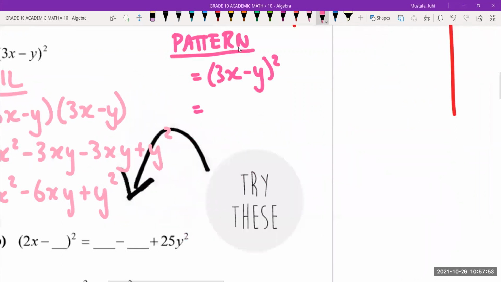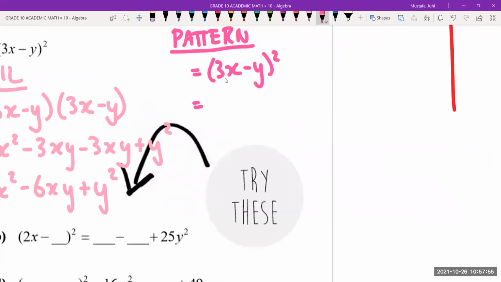Okay, so you're going to take the first term and multiply it by itself. So 3x times 3x is 9x squared. To get the last term, you're going to take this last number and multiply it by itself. So y times y is y squared. To get the middle term, you're going to take the 3x times the y times the number 2. So take this term, multiply it with this term, and then multiply it with 2.